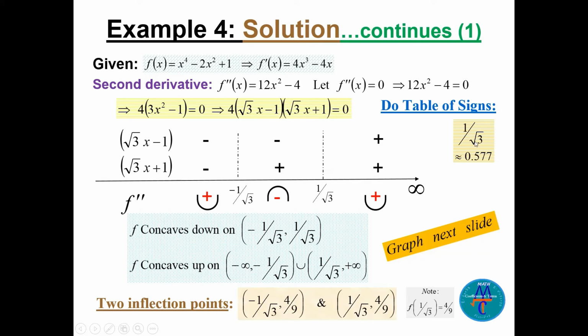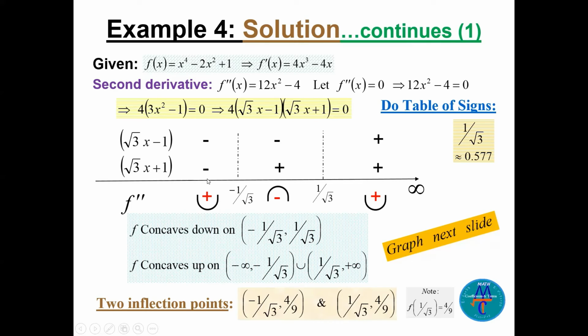1 over square root of 3. You don't have to know this value, 0.577. Just 1 over square root of 3, that's a positive number. Minus 1 over square root of 3, that's a negative number. Put it here, put it there. Now take these factors from the second derivative and put them on the table of signs for f double prime.